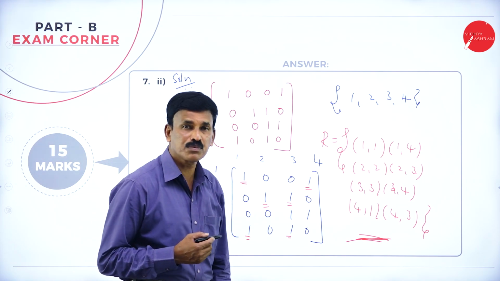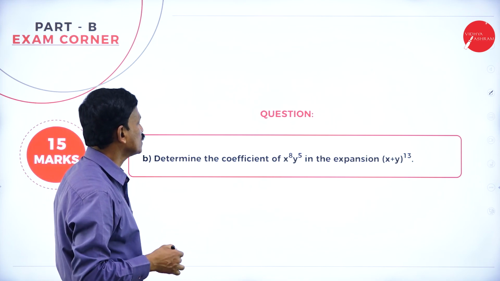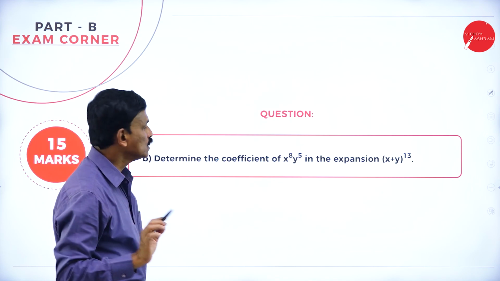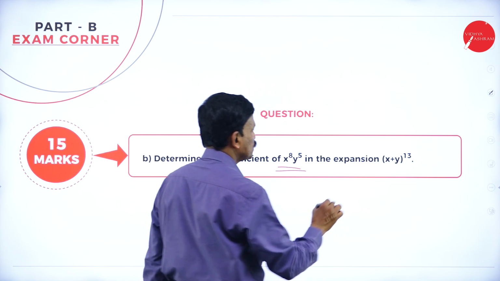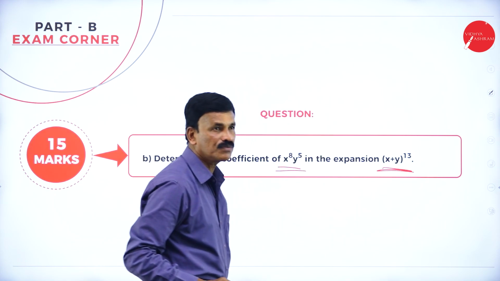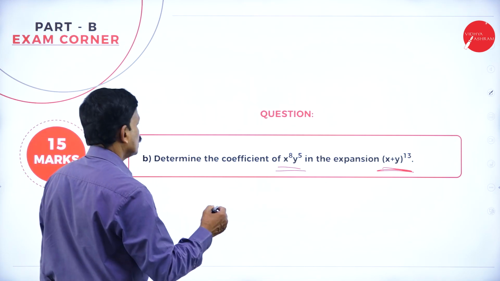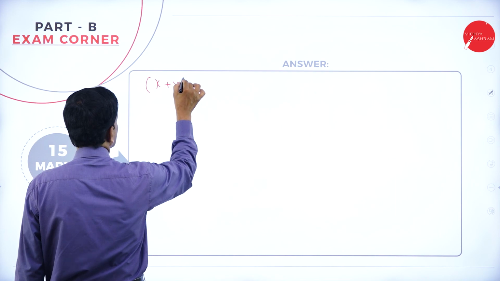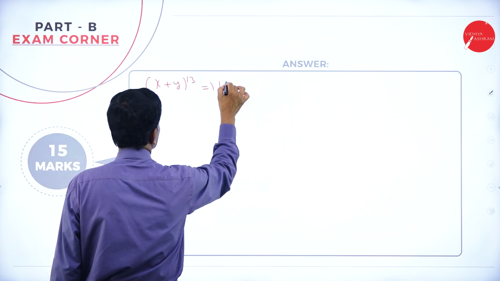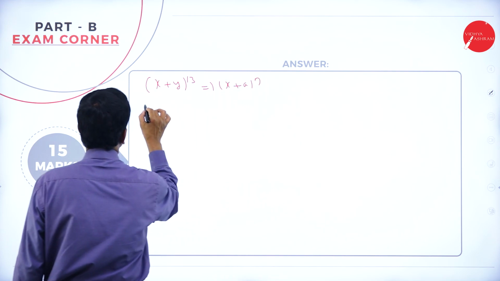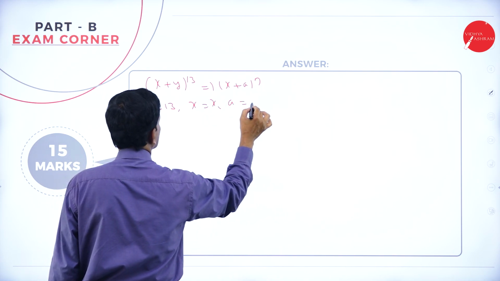Now, let us come to the next problem. Determine the coefficient of x raised to 8, y raised to 5 in the expansion of x plus y to the power of 13. What is required is the x to the power of 8, y raised to 5 coefficient in the expansion of x plus y to the power of 13. Using the binomial theorem, we are going to expand this. Comparing with x plus a to the power of n, n is equal to 13, x is equal to x and a is equal to y.